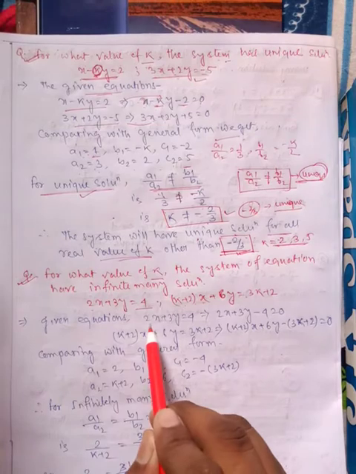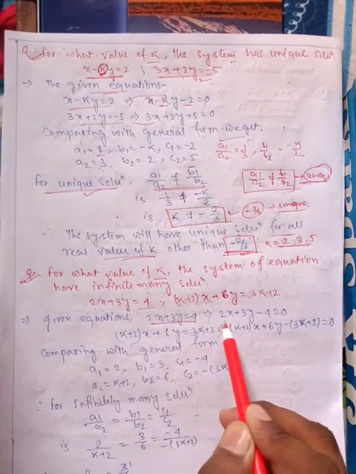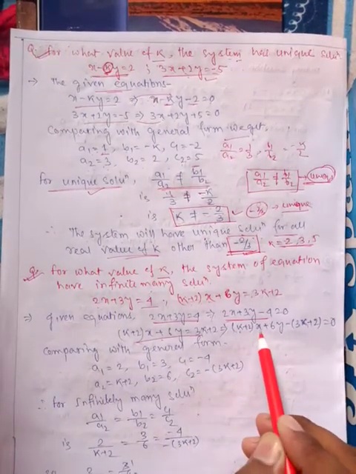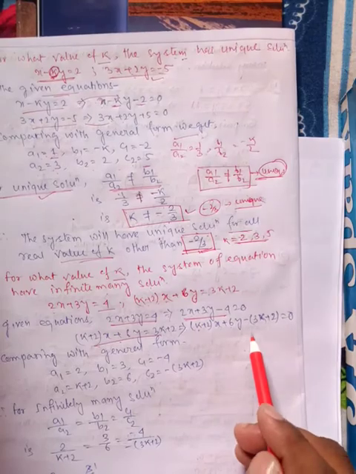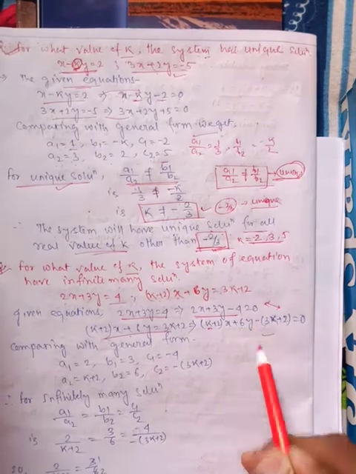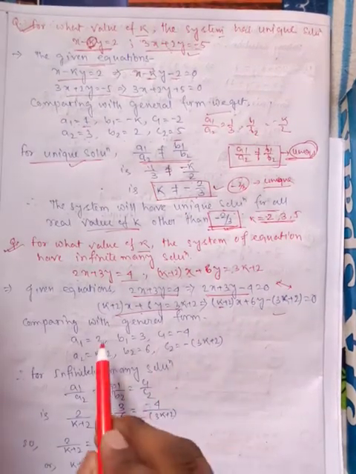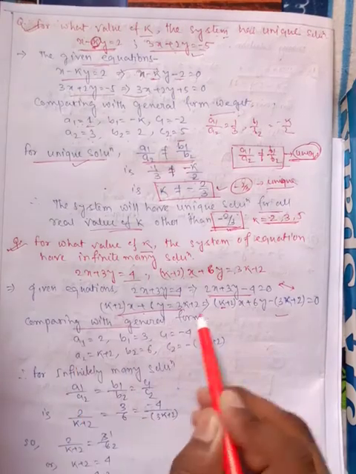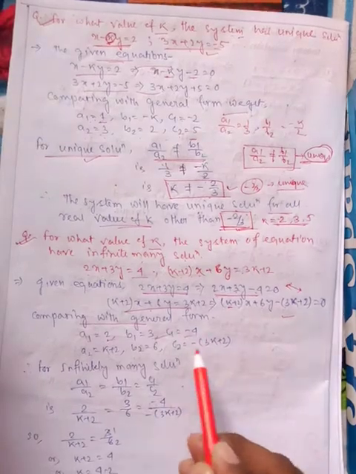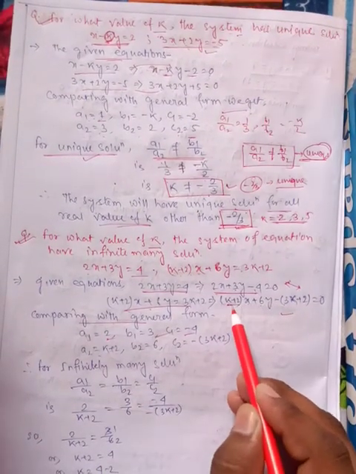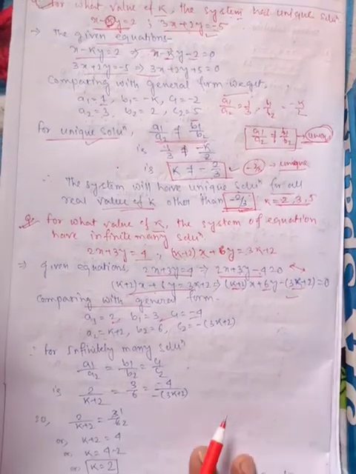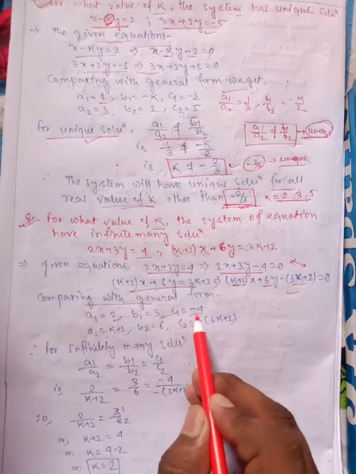The given equation is 2x plus 3y equal to 4, so you can write it in general form like this: 2x plus 3y minus 4 equal to 0, and the other one you can write as (k plus 2) into x plus 6y minus (3k plus 2) equal to 0. You have to find the value of k for which these two linear equations have infinitely many solutions. Comparing with the general form, a1 equal to 2, b1 equal to 3, c1 equal to minus 4, and a2 equal to the coefficient of x, that is k plus 2, b2 equal to 6, and c2 equal to the constant term, minus (3k plus 2). You have to keep the sign also.